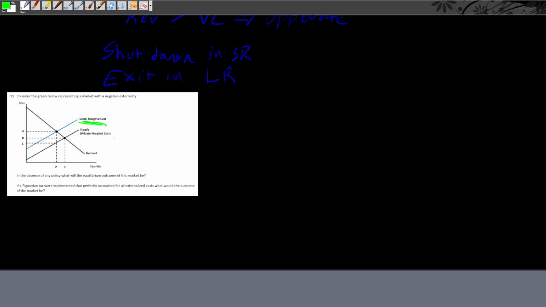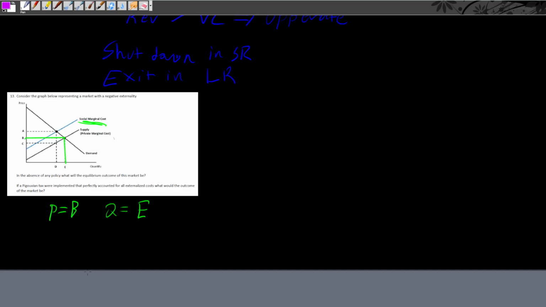So in the absence of any policy to change the market outcome, the market's only going to take into account private marginal costs. And so we'll get this same outcome as any other competitive market where supply is equal to demand, or here private marginal cost is equal to demand. So we end up with a price equal to B and a quantity equal to E.